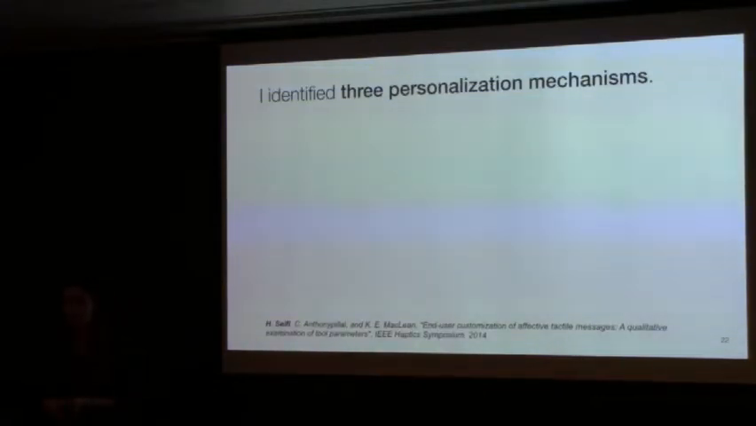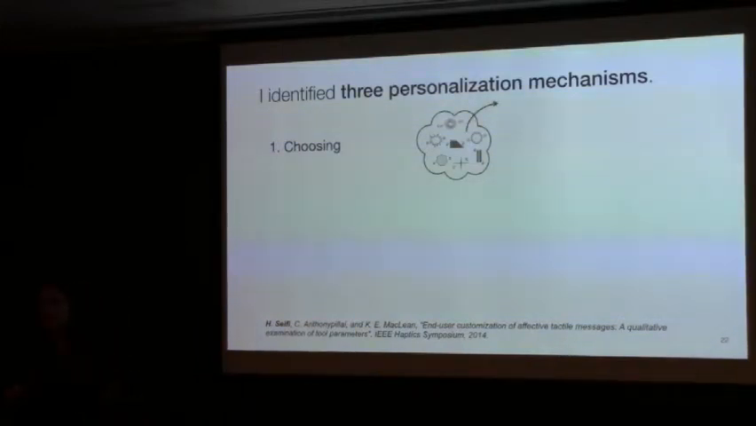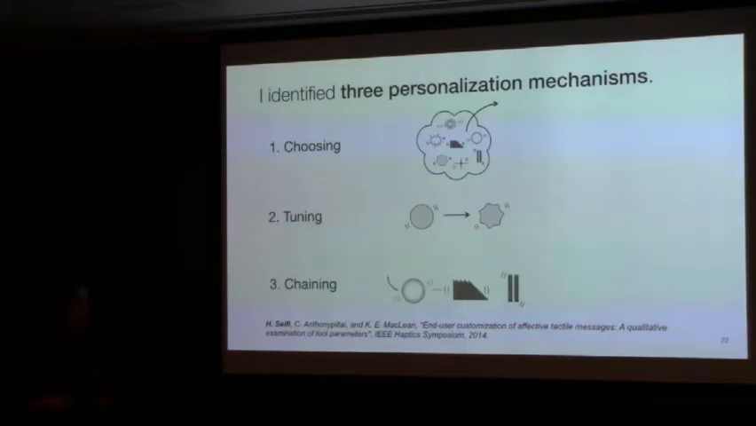So the first thing that I did was that I looked at how personalization is done in other domains, and I found 3 mechanisms that can be adapted to haptics. So one of them is simply choosing from a set of existing signals, for example, a set of vibrations. Another one is giving sliders or controls so that users can change overall characteristics of a sensation. So for example, changing brightness of a color or roughness of a vibration. And the last one is giving people tools to combine existing signals into a new one.